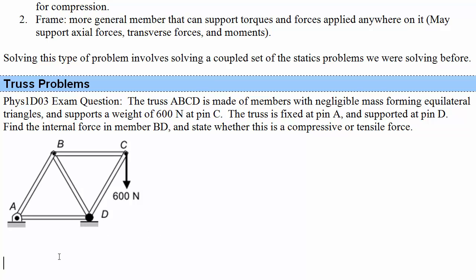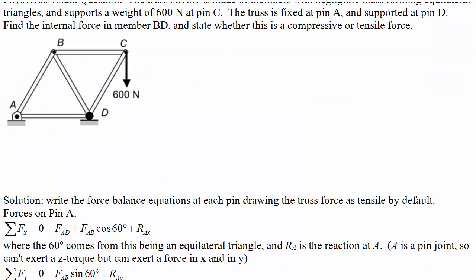So all we're going to do is go through each pin and write the net force on each one. So let's do the force balance equations at each pin, drawing the truss force as tensile by default. On pin A, the force in the x direction would be FAD plus FAB cos 60 degrees, since it's an equilateral triangle so all the angles are 60 degrees, plus RAX.